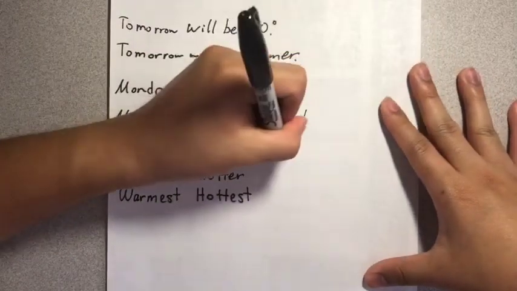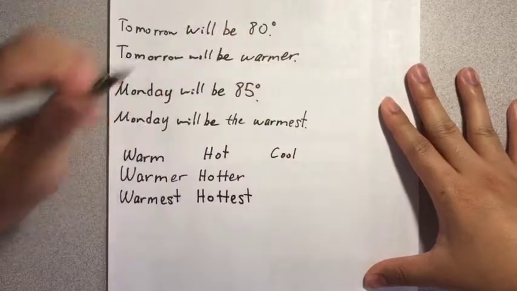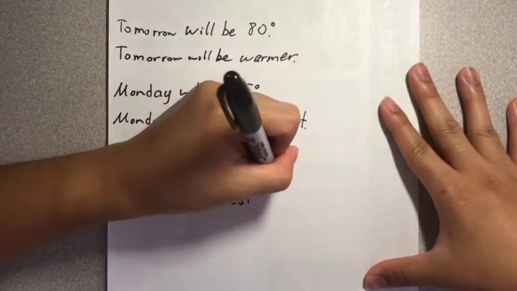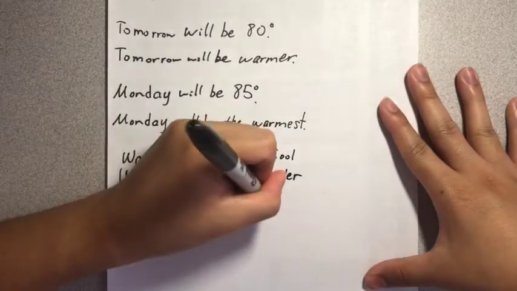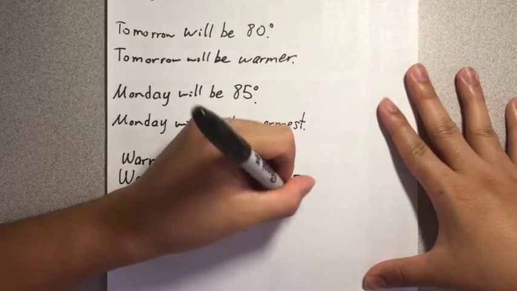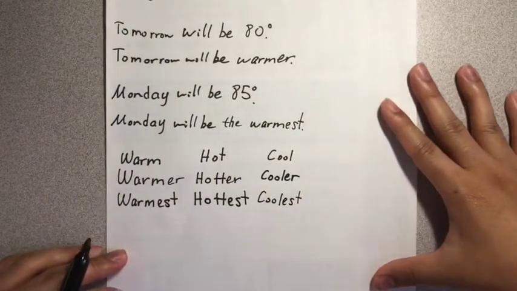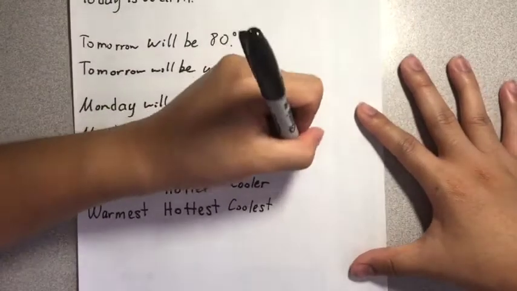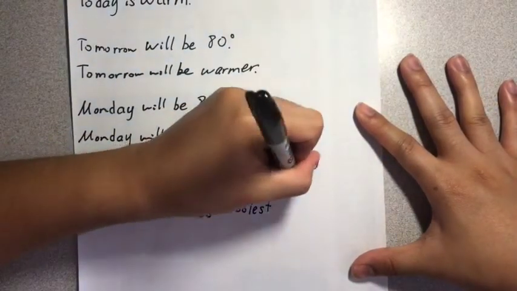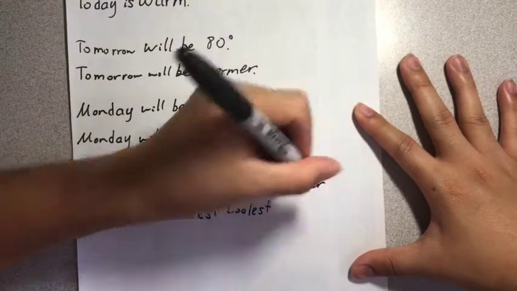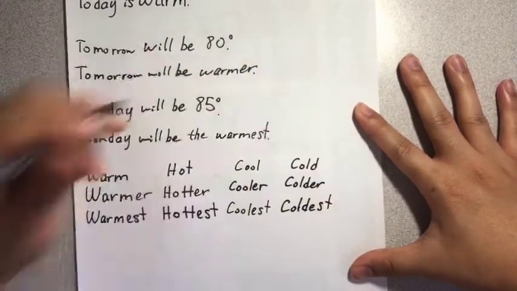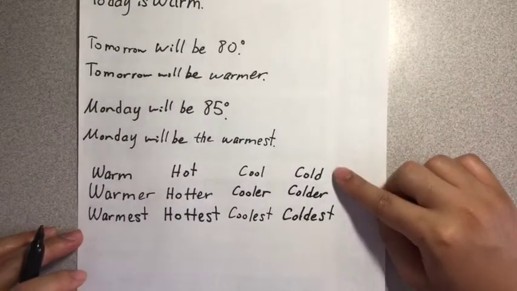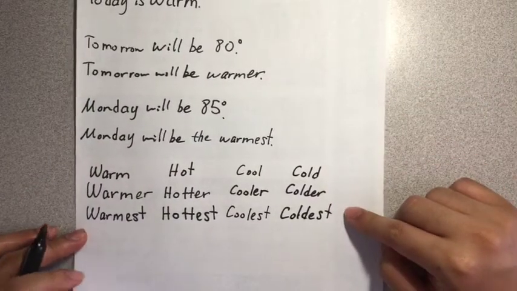Now let's do cool. We have cool, cooler, and coolest. And then we have cold, colder, coldest. Cold, colder, coldest.